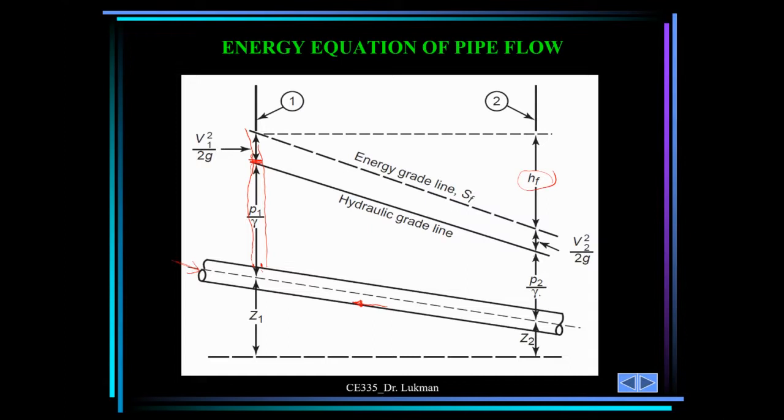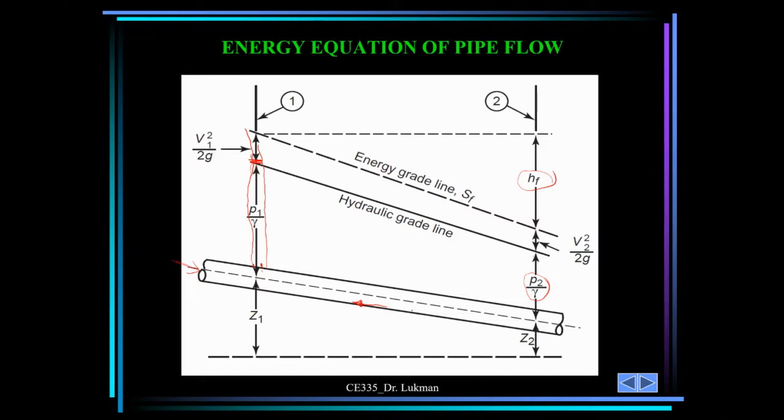So this is P2 over gamma. P is the static pressure, as we all know. Now we have the velocity head, which is V squared over 2g. As we explained, the velocity head is simply the dynamic pressure, which is because of the dynamic effect, because of the kinetic energy of the flowing fluid, and it is dependent on velocity.